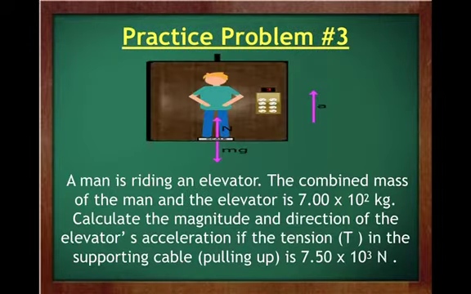Practice problem number 3. All right, so changed up a little bit. In this case, we have a man riding an elevator. The combined mass of the man and the elevator is 7.00 times 10 squared, or essentially 700 kilograms. Calculate the magnitude and direction of the elevator's acceleration if the tension in the supporting cable pulling up is 7.50 times 10 to the 3 newtons, or essentially 7,500 newtons.